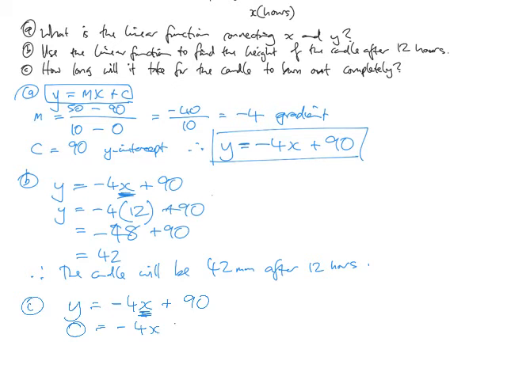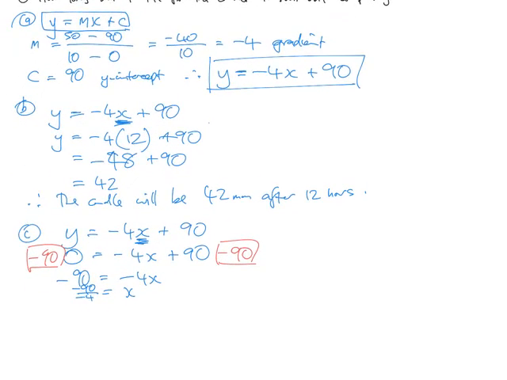So we need to use algebra to rearrange and work out what x is. So I need x on one side, so I need to get rid of this plus 90 on the right side. To get rid of plus 90, you need to take 90. But because it's algebra, you need to take 90 from both sides. And so you'll have negative 90 equals negative 4x. And then x is going to be negative 90 divided by negative 4.